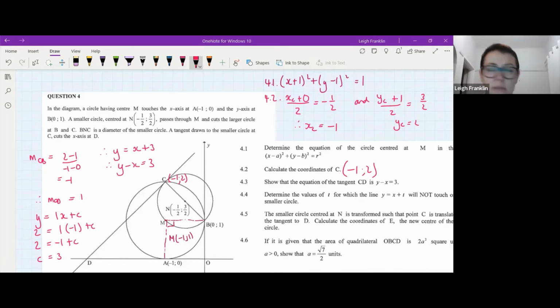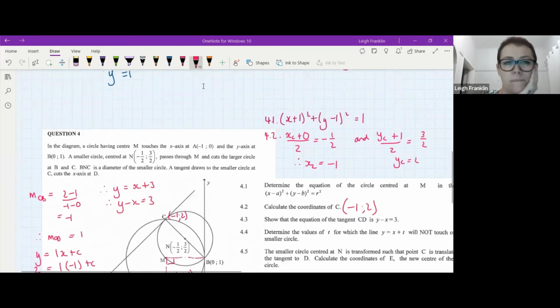Ma'am, when calculating the gradients between 2 points, how do we know which points will have the y1, y2, x1, x2? Because sometimes, for instance, I got my gradient as -1/2, and that's because I used the coordinate of B as my y2 and not y1. So instead of saying 2 minus 1, I said 1 minus 2. So that's what confuses me, ma'am. Like, when do you know what is your y2 coordinate?